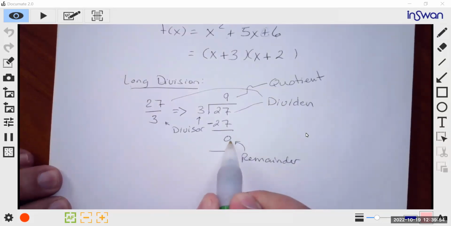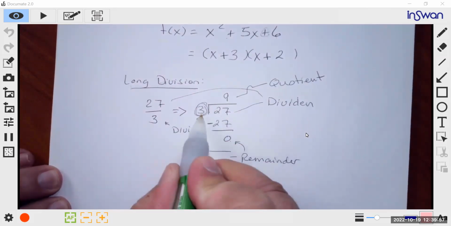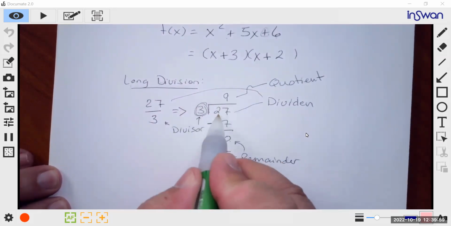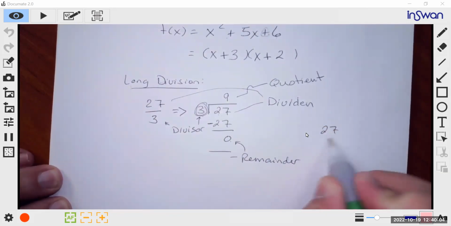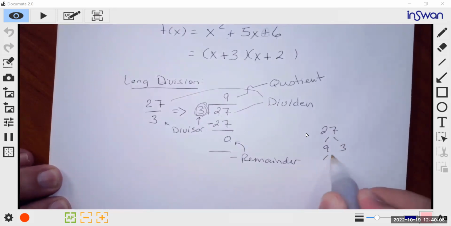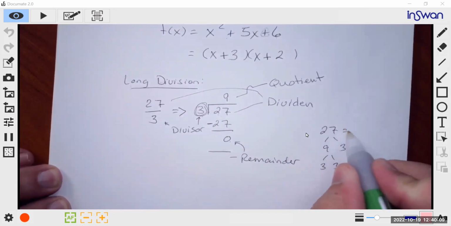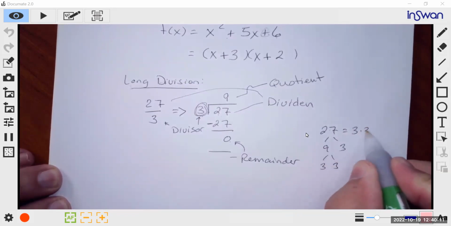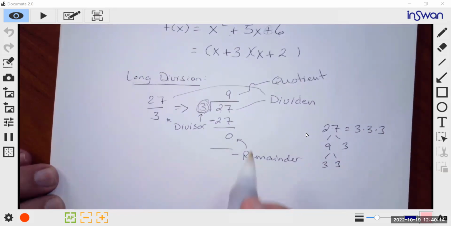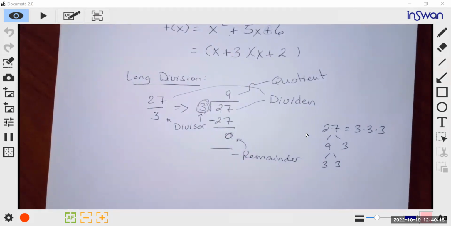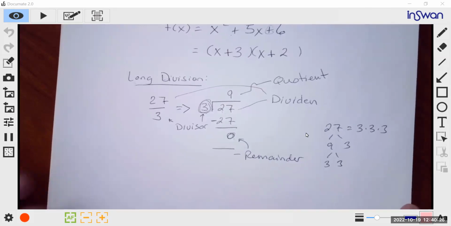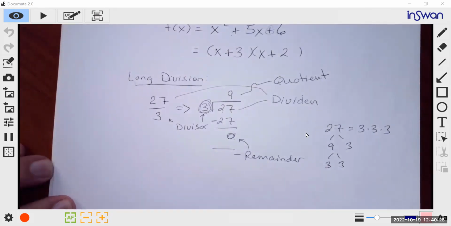So since the remainder is 0, we can say that 3 is a factor of 27. Because 27 breaks down to what? 9 times 3, 3 times 3. So the factors of 27 are 3 times 3 times 3. Because the remainder is 0, we know that 3 is a factor. In a nutshell, that is the remainder theorem. Let's see how it works for polynomials.